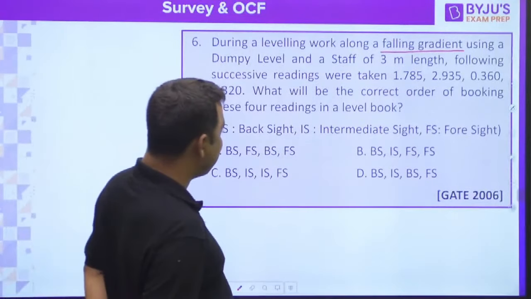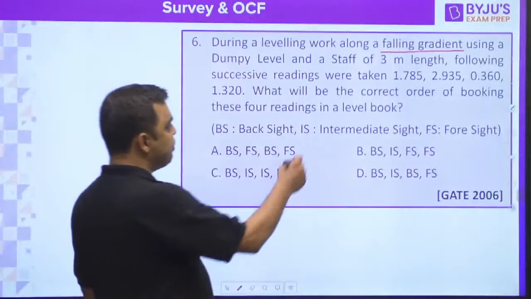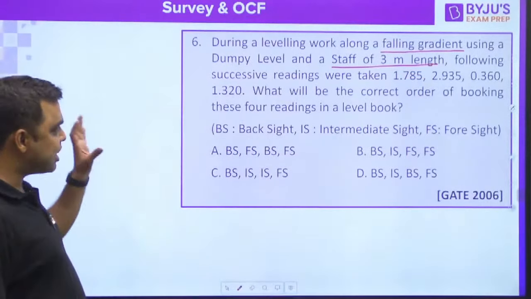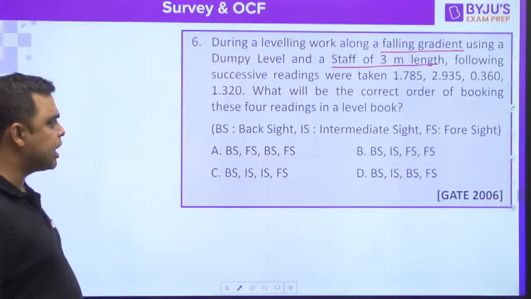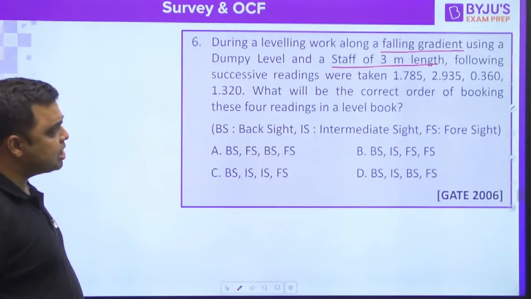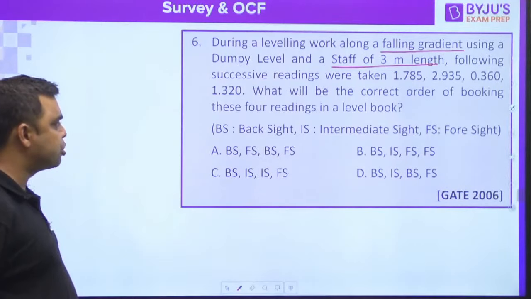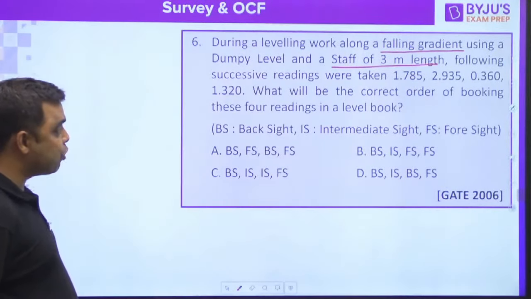Using a dumpy level and a staff of 3 meter length, the following successive readings were taken. One after another these readings were taken: 1.785, 2.935, 0.360, 1.320. What will be the correct order of booking of these 4 readings?